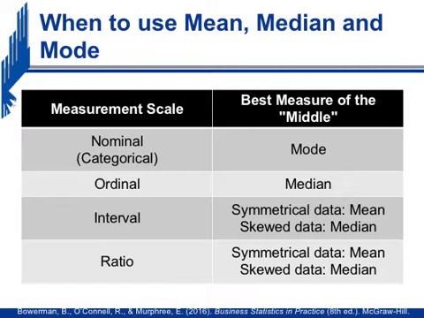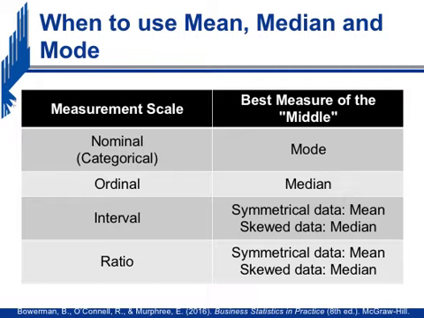Now, for the four scales of measurements, there are appropriate measures in describing the center. So for nominal, wherein the variable is divided into different categories where the rankings are not present, the best measure of the middle is the mode. So since there's no ranking, then the best way to describe the center is through the mode, by identifying the most frequent category. For ordinal scale, the best measure of the middle is the median.